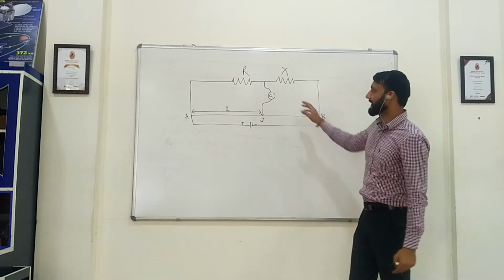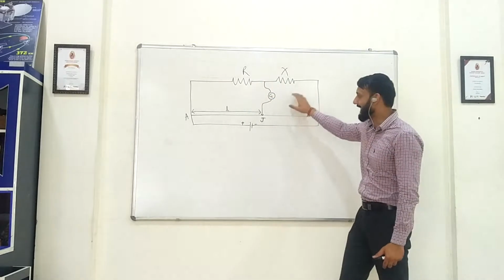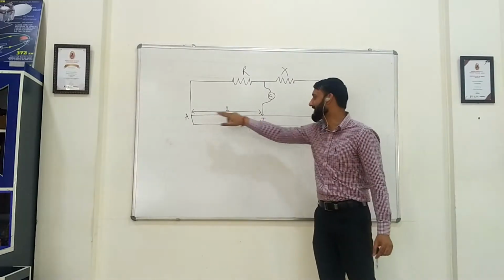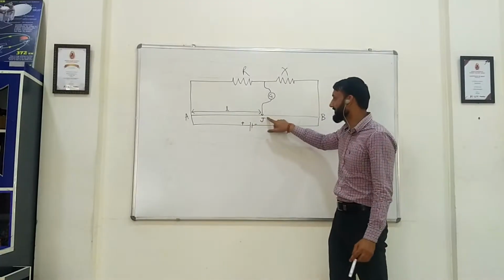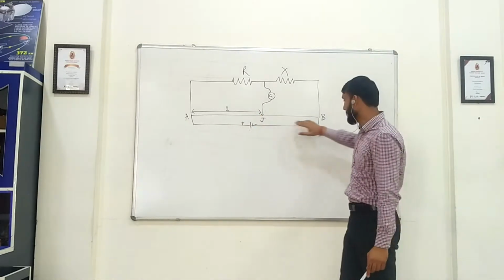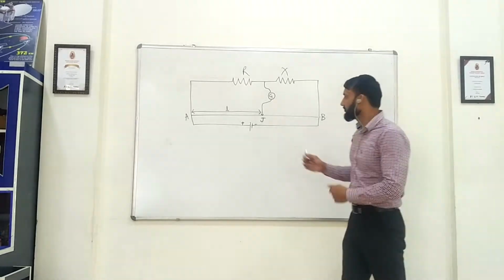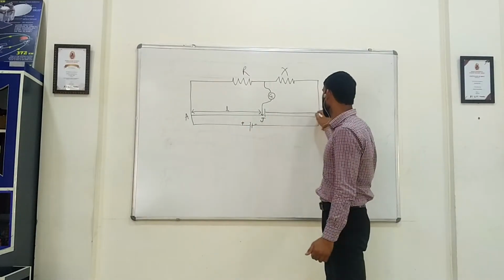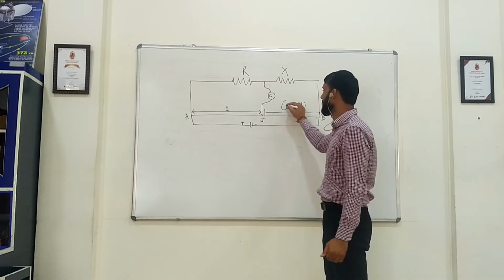Here you can see that we have a resistance R. This is resistance X and this is the balancing length. AJ is the balancing length, right? So A to J is the balancing length, which is L. This whole wire is 100 centimeter, you all know that. So if it is L, then obviously the remaining length will be 100 minus L, right?